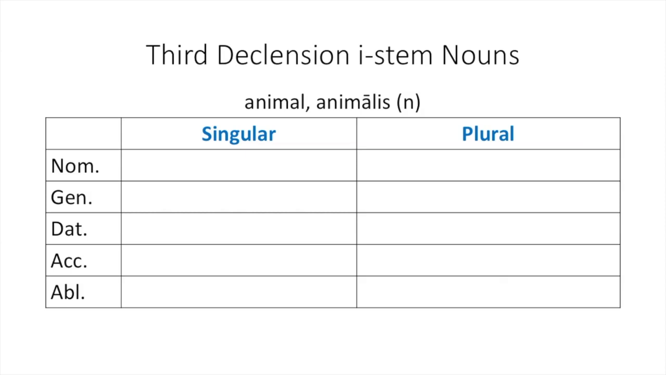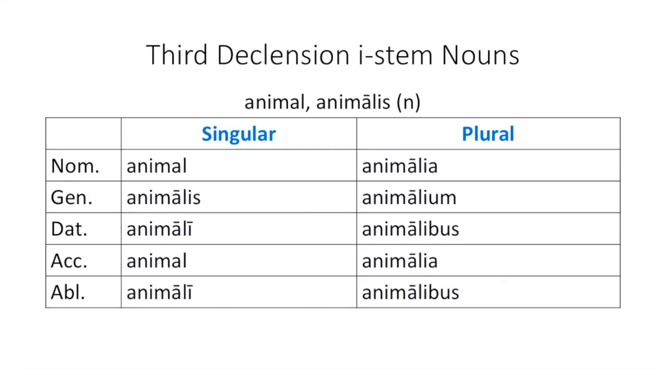And that example is animal, animalis. So pause the video, decline this neuter noun, and then check your work. You are right if you said it is animal, animalis, animali, animal, animali, animalia, animalium, animalibus, animalia, animalibus.